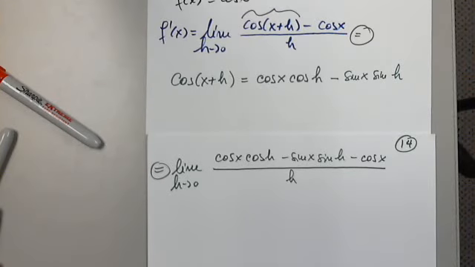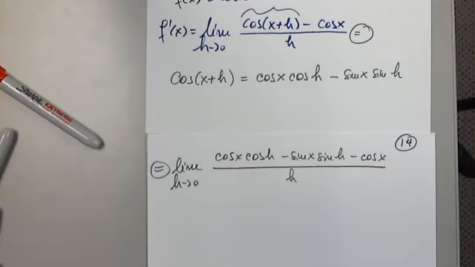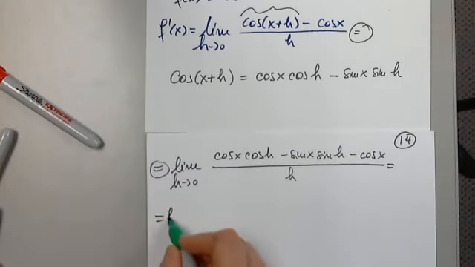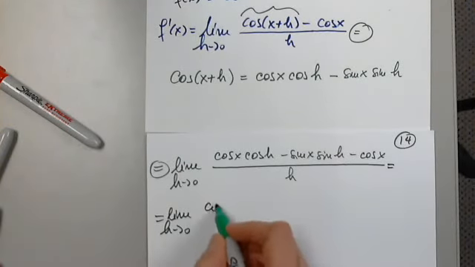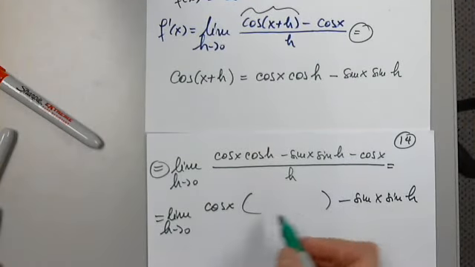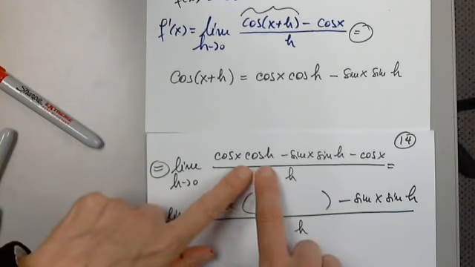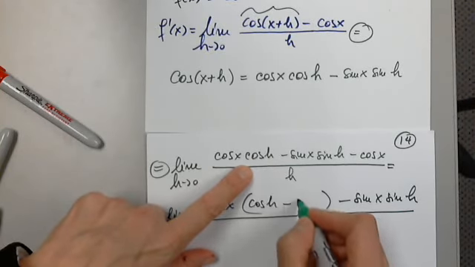Okay, let's look at these three terms at the top. Two of them have something in common. The other one is completely off the wall. Cosine x times cosine h and cosine x. Perfect. From these two terms, I will factor out cosine x. Limit as h approaches 0 of cosine x, minus sine x sine h, divided by h. What is left in parentheses? Once I factor out cosine x from these two, I have cosine h minus 1.